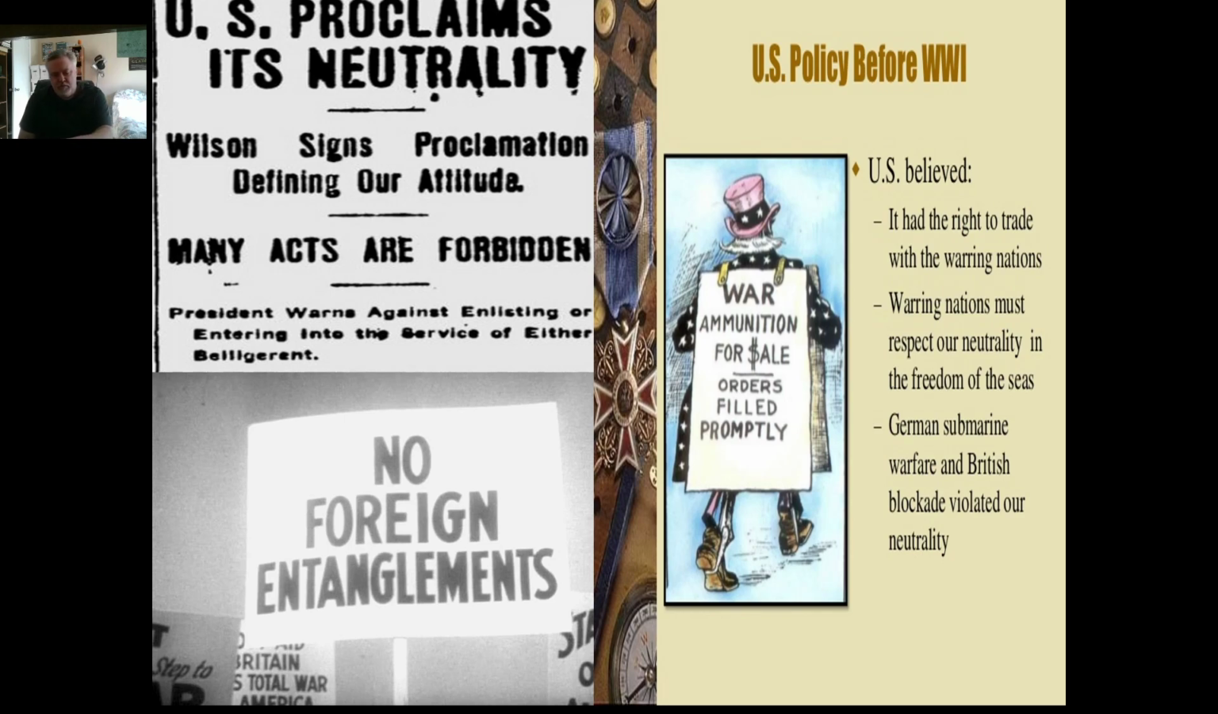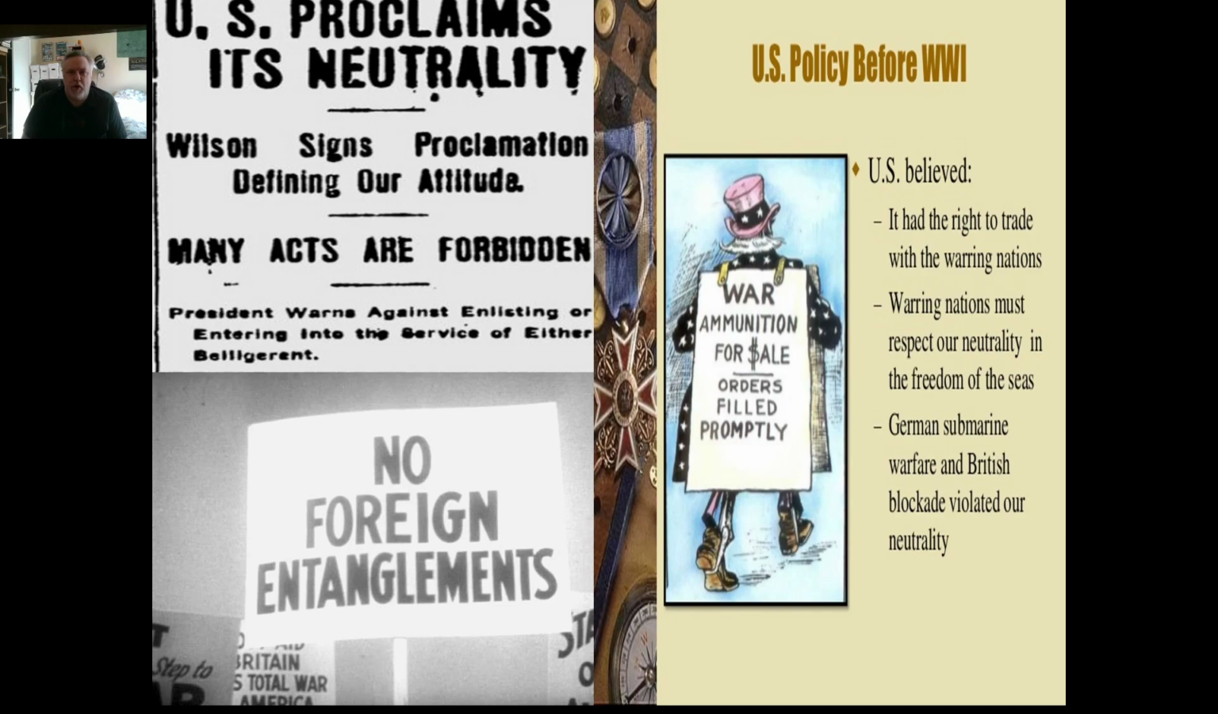Now, in the beginning of the war, this is the beginning of Section 2, the United States stays out of it. Wilson wants the United States to stay out of this war, but believes that we still have the right to trade and do business with all parties concerned.